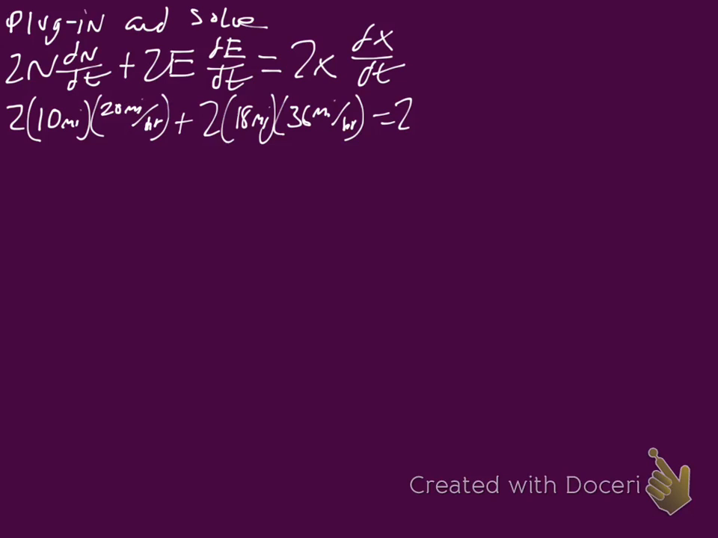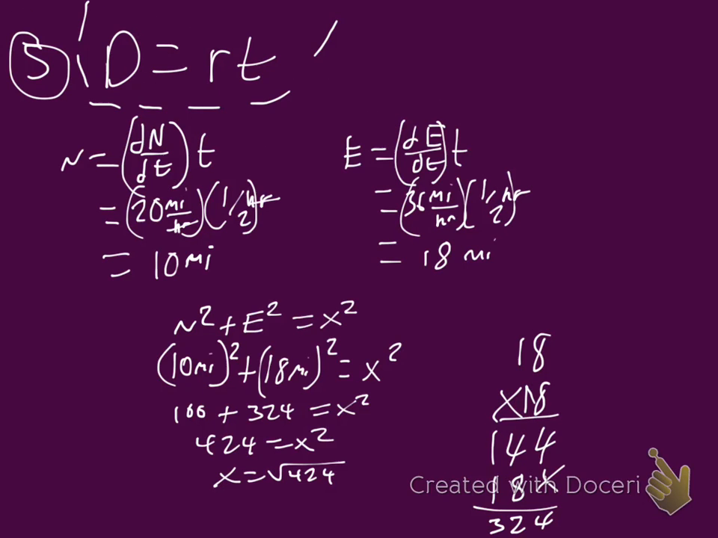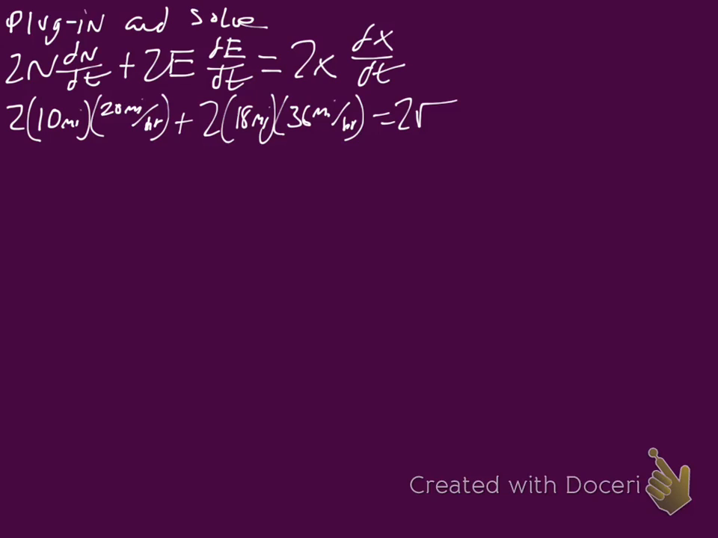2x. x was the square root of 400. What was x? Square root of 424. Yeah, times the rate, which we don't know. That's what we're solving for. Awesome. Lovely algebra about to happen.